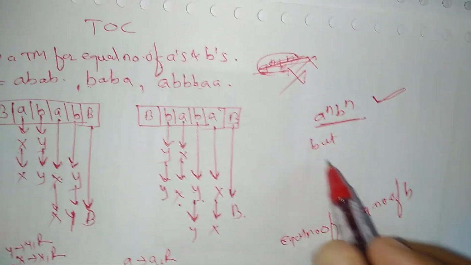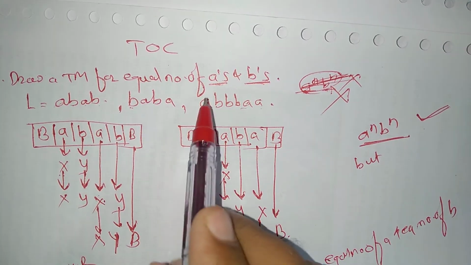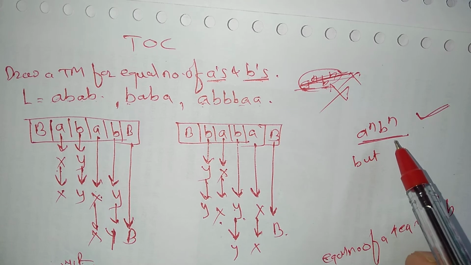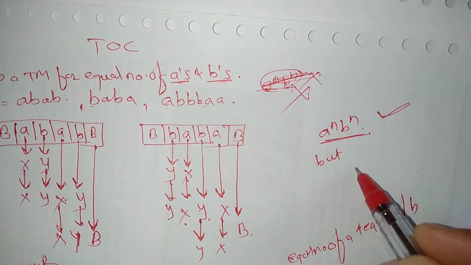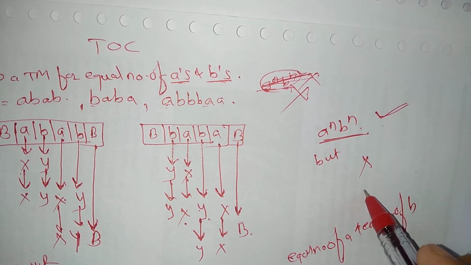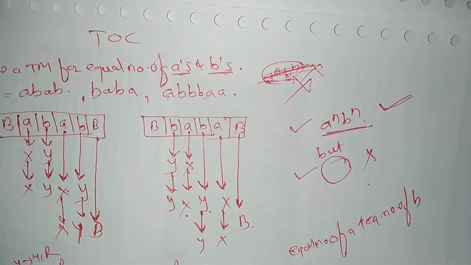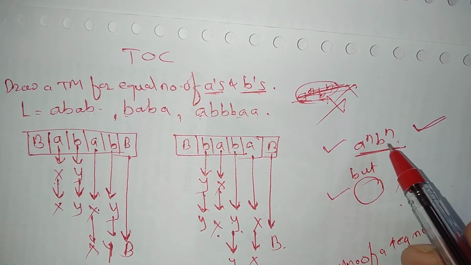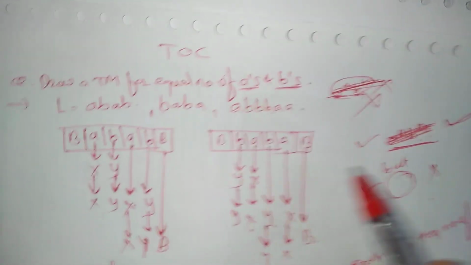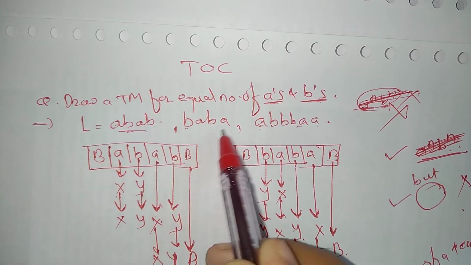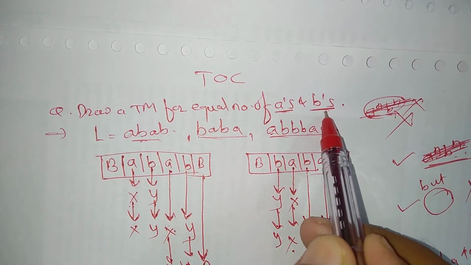But what is my problem statement? That equal number of A and equal number of B. So whatever Turing machine you can draw for this, it may not be correct for this. But whatever you are going to draw for this part, that is also this part. So in the problem statement, we can't draw a Turing machine for A to the power n, B to the power n. We must try to take different kinds of languages which satisfy the given problem statement.